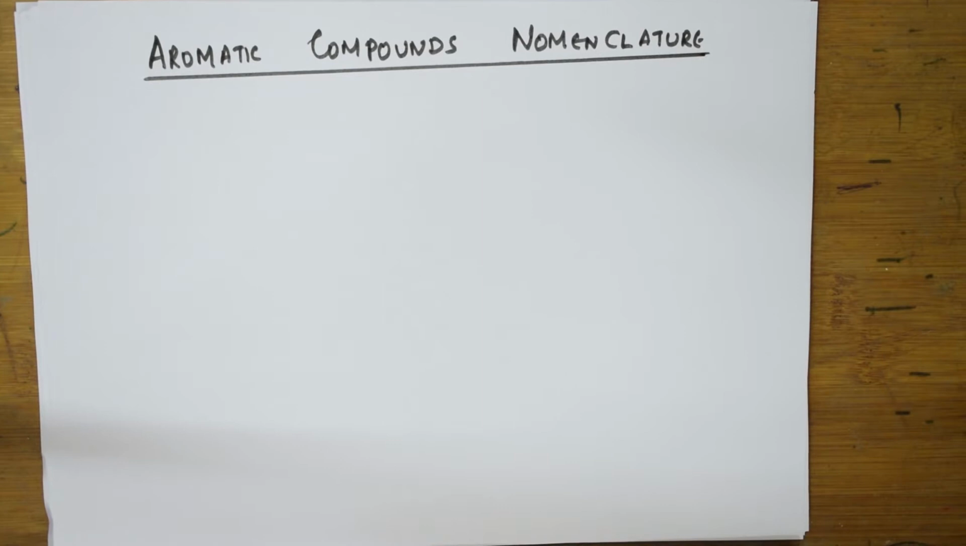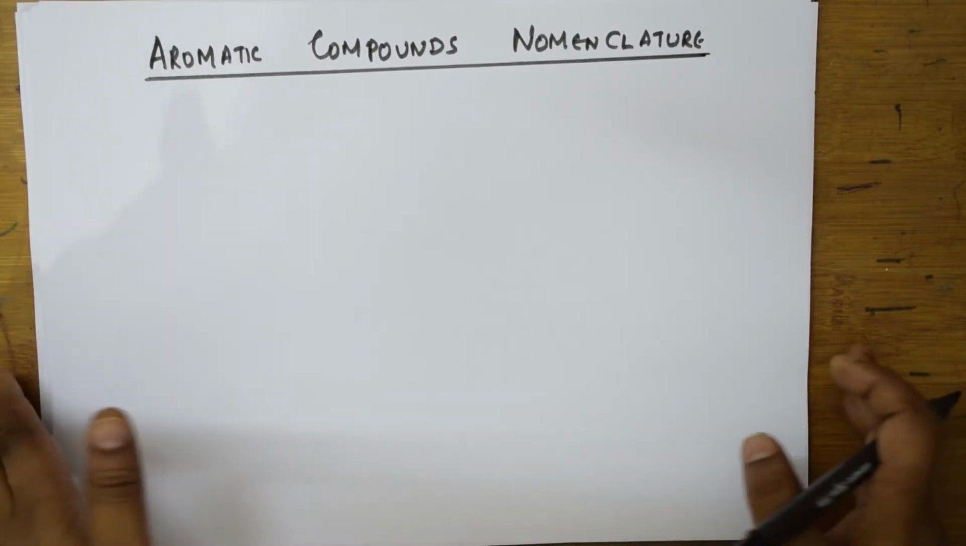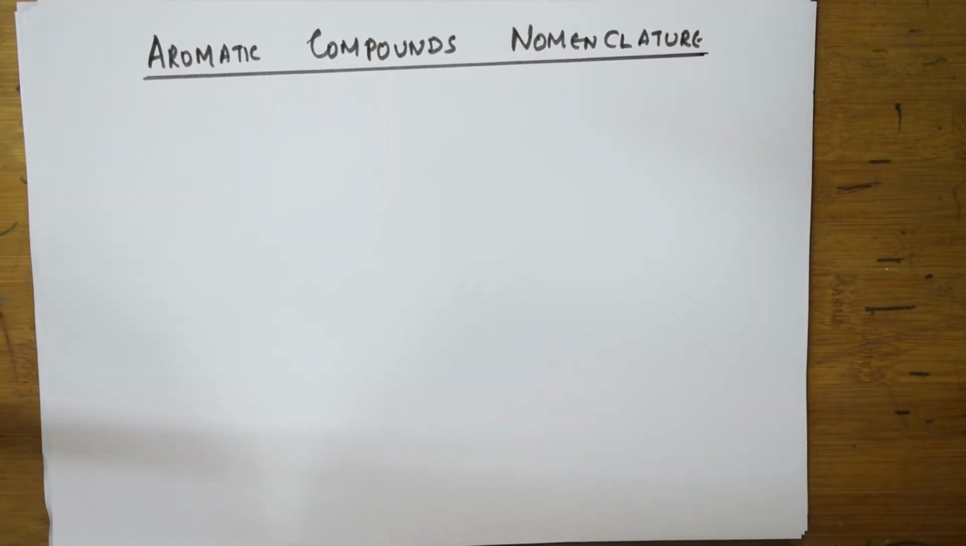So, welcome students to the next concept of your aromatic compounds. In the previous video, what did we see? We have seen what actually aromaticity is, when I can call a compound aromatic, or what the concept of aromaticity is. Please watch the earlier video. Now, in today's session, I'll be teaching you the nomenclature, or naming, of aromatic compounds.